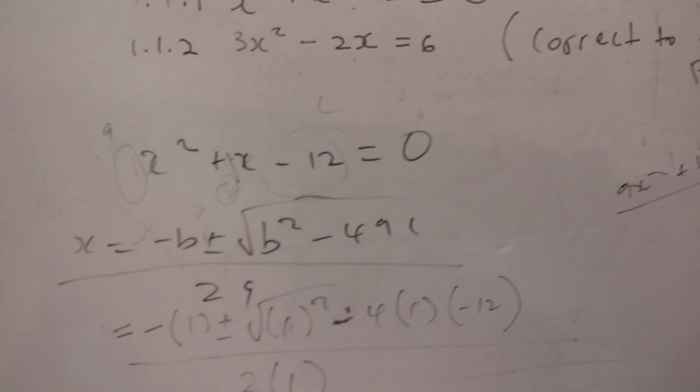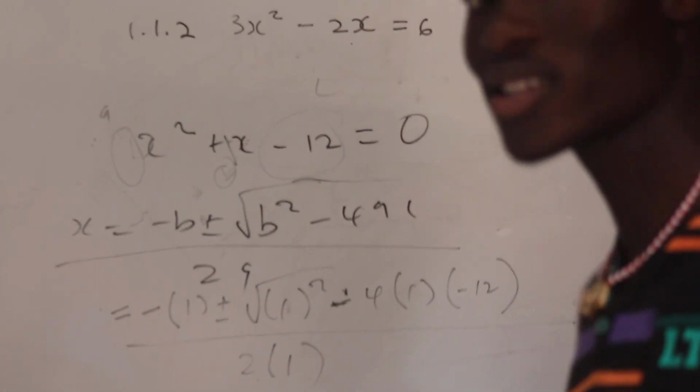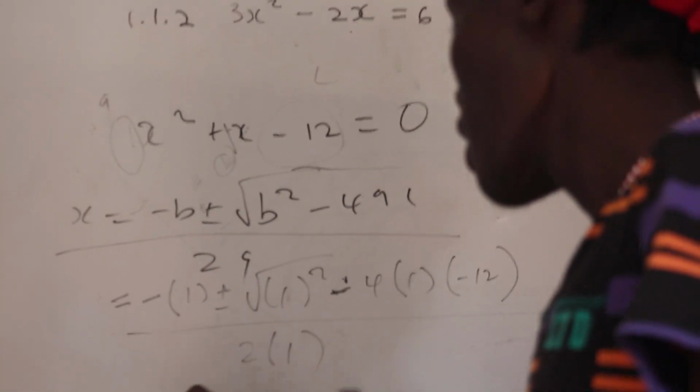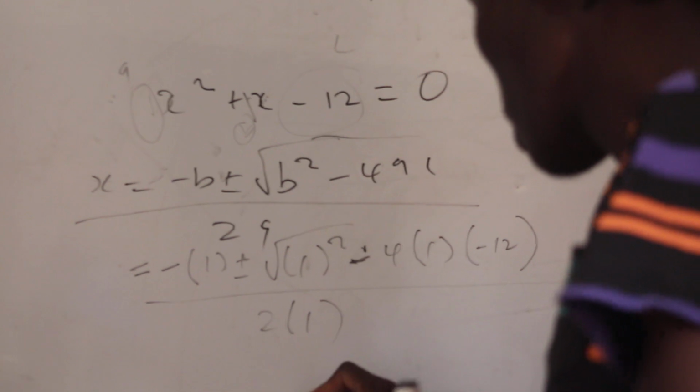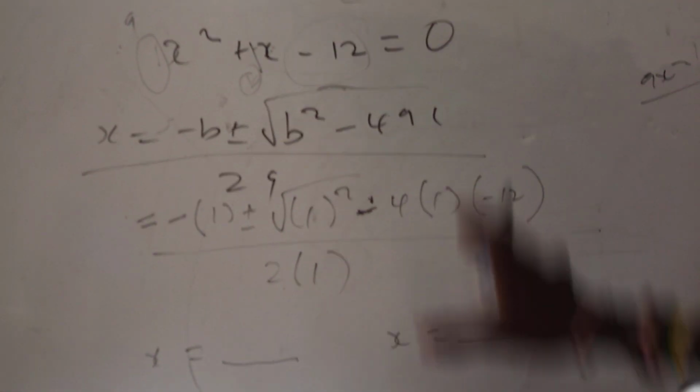Then I just press my calculator. I don't use a calculator. I'm so sorry, I don't use a calculator, so I'm not giving you guys the answer. Use a calculator, but you're going to get 2 answers. x is equal to whatsoever, and x is equal to whatsoever. So that's question 1 for you.